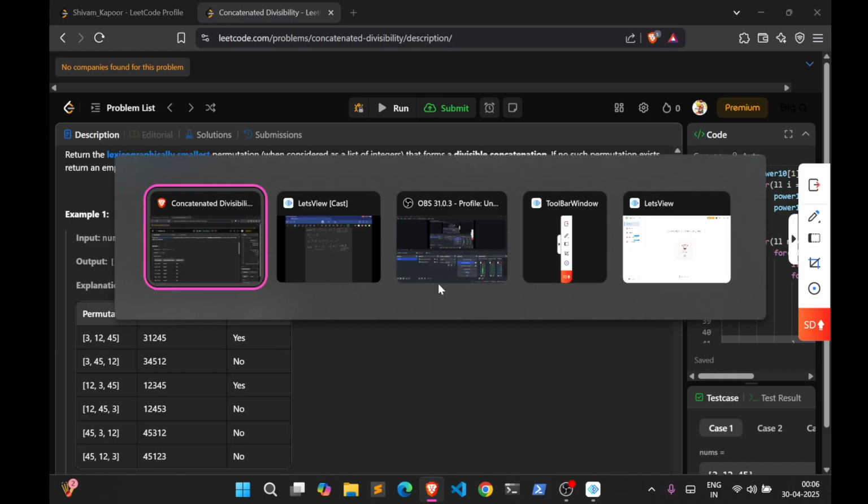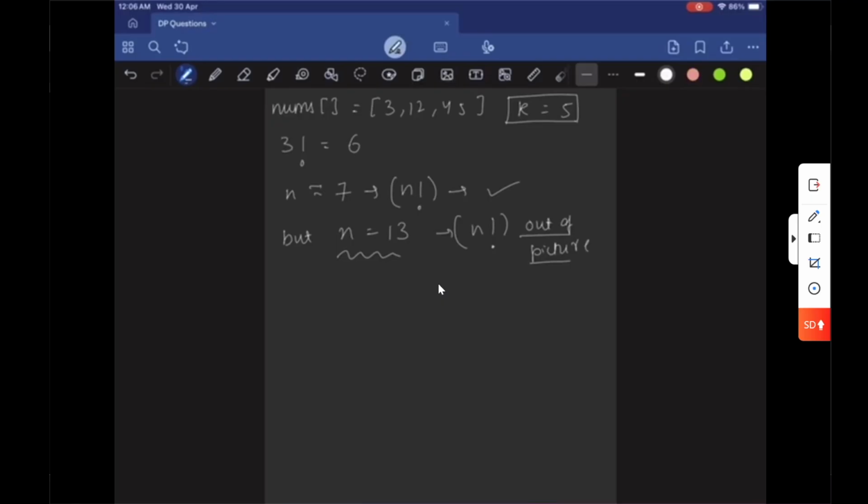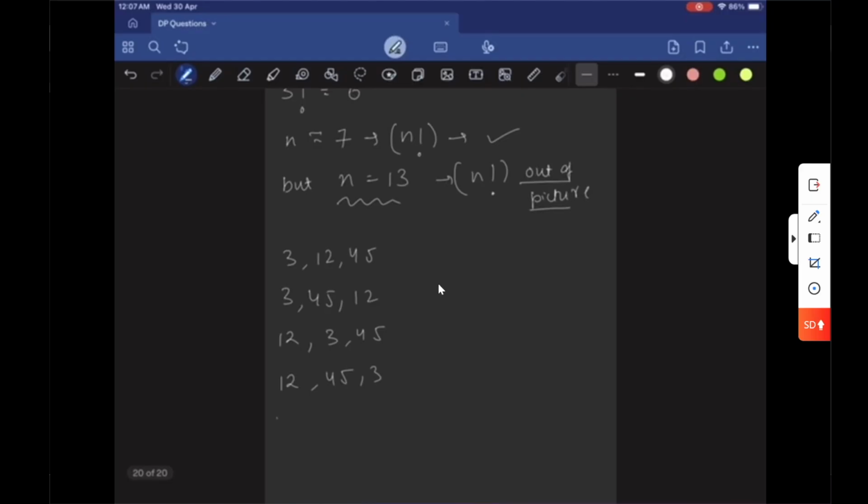So basically, let's put the iPad, right? What are all the possible permutations? It is either I can write 3, 12, and 45, or I can write 3, 45, and 12. Either I can write 12, 3, and 45, or I can write 12, 45, and 3. Either I can write 45, 3, and 12, or I can write 45, 12, and 3.